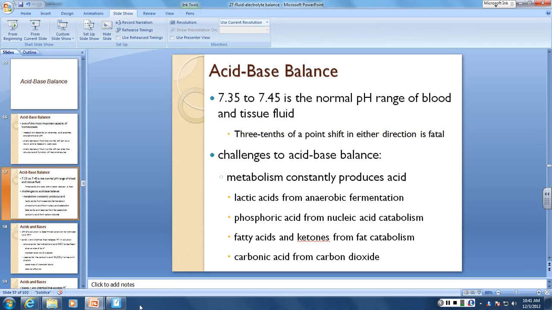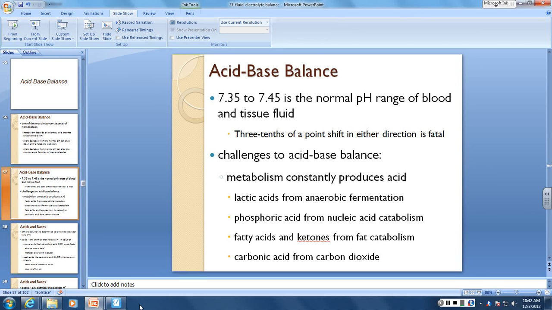Okay, so 7.35 to 7.45 is the normal pH range of blood as well as tissue fluid. We know that the stomach is not in that range, right? The pH of the stomach is where? Right, so very low, even less than 1. So the environment there must be very different. So 7.35 to 7.45, but look what it says, 3/10 of a point shift in either direction is fatal.